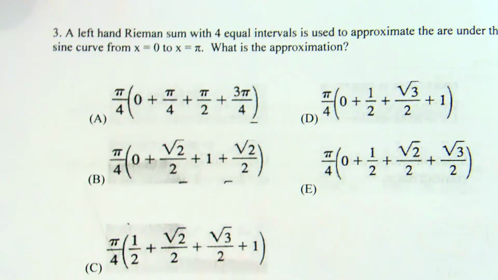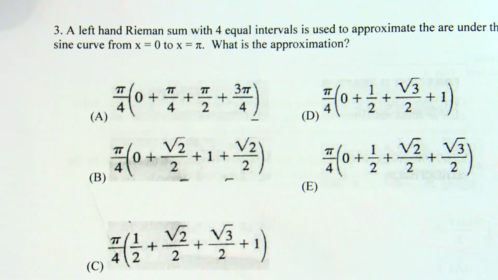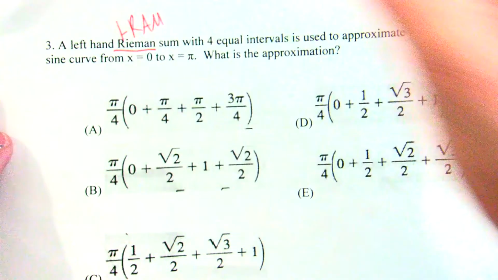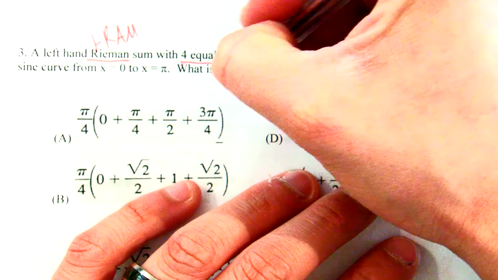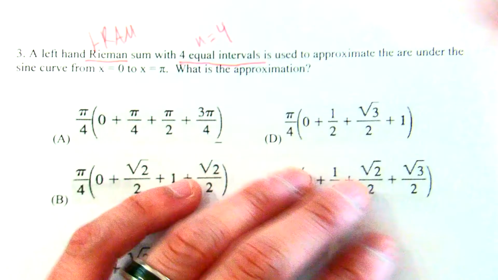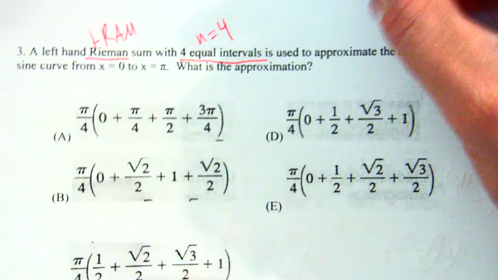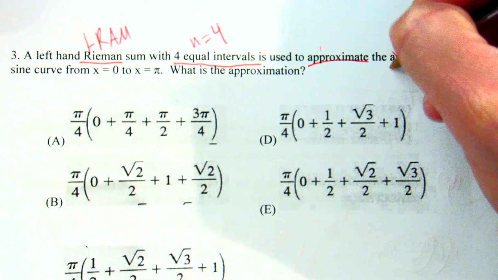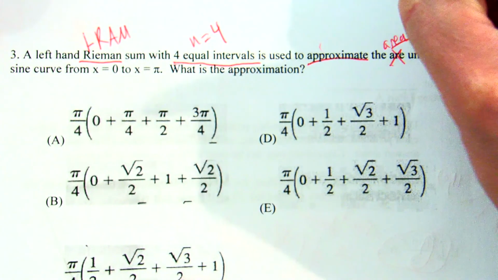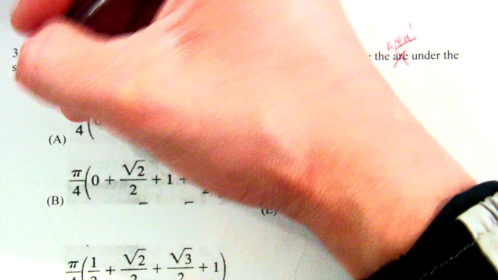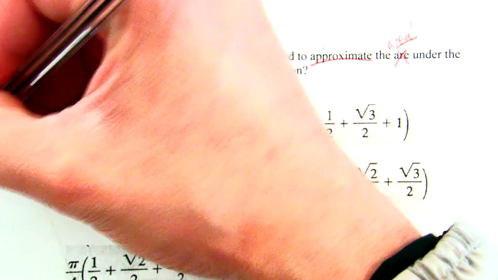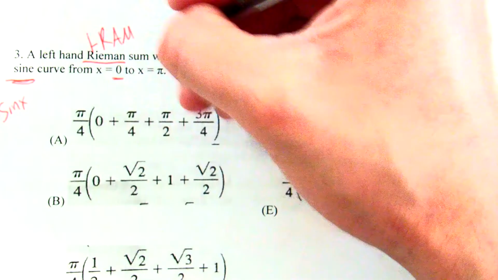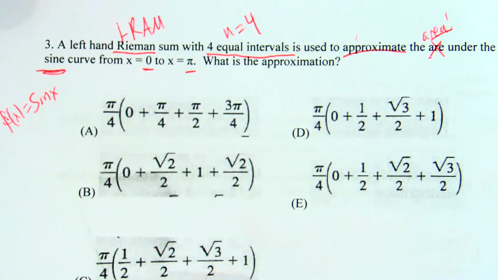Number 3 says a left-hand Riemann sum. So this Riemann sum is just LRAM, right? So this is LRAM with 4 equal intervals, so n is 4. It's used to approximate the area under the sine curve, right? So my function is f of x equals sine x, from 0 to pi, true?